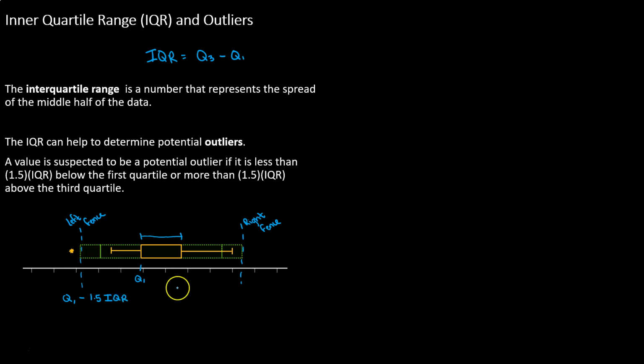The right fence can be found in a similar fashion. Start with the right edge of our box, which is determined by Q3, and then this time we'll add 1.5 times the length of our box. So the right fence is Q3 plus 1.5 times the IQR. Notice that these calculations are similar but a little bit different. For the left fence, we need the first quartile and then subtract to go further left. For the right fence, we need the third quartile and then we add to go further to the right.